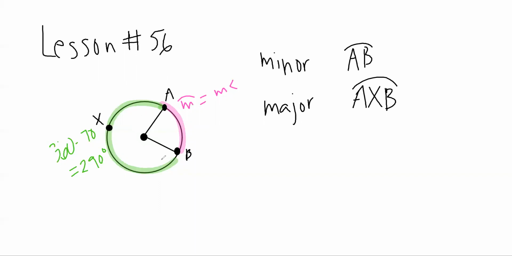Okay, so what are your takeaways here? The bigger arc is your major arc, and to list a major arc, you need three points. To list the minor arc, we use the two endpoints. And if you're talking arc, you need to have this little arc symbol over it. Okay, next page.